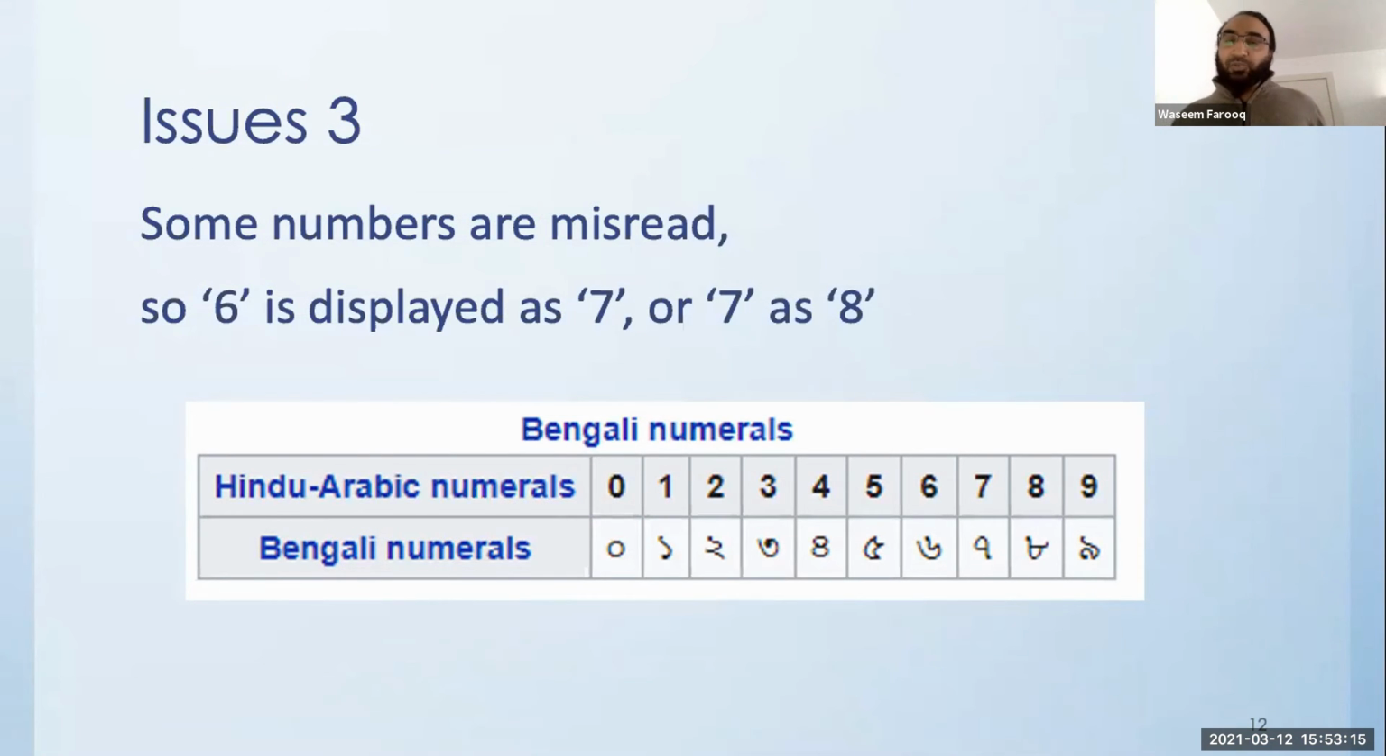And also there were some issues with the numbers as well. So sometimes the number 6 was showing as 7, or sometimes number 7 was showing as number 8 as well.